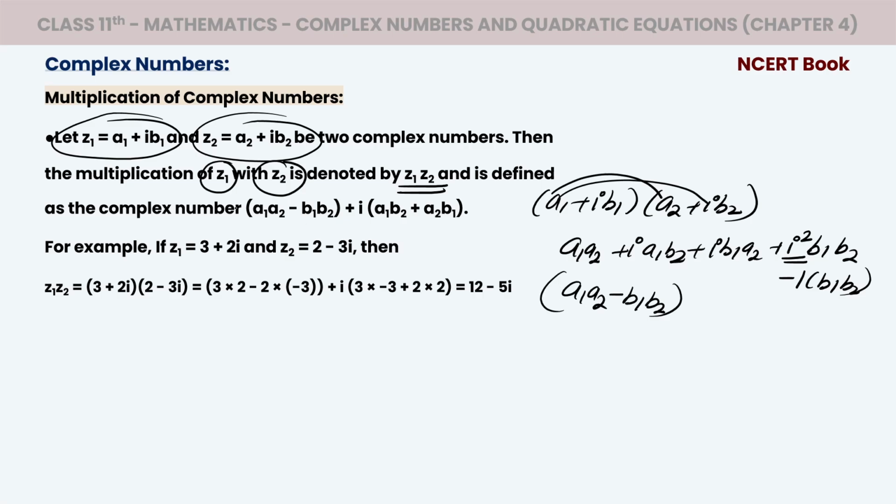Clear? Is it clear up to here? Okay. Now we take iota common from the middle terms. So it is a1 b2 plus b1 a2. Right?